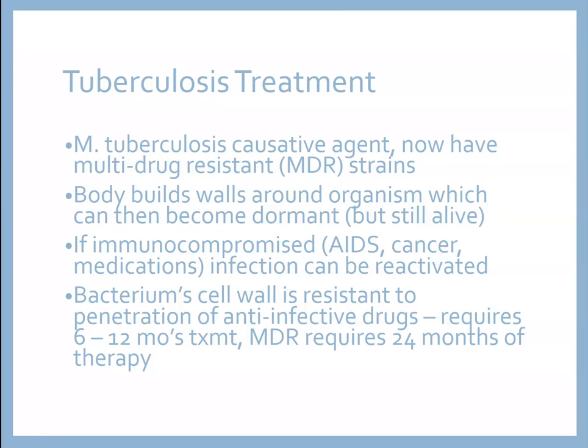It tends to congregate in the lung, and the body builds a little wall around the organism or around that area. It can become like a cavity in there. And then the bug kind of becomes dormant, but it's still alive. And if you're immunocompromised, again, you have AIDS, cancer, anything like that, the infection can be reactivated.